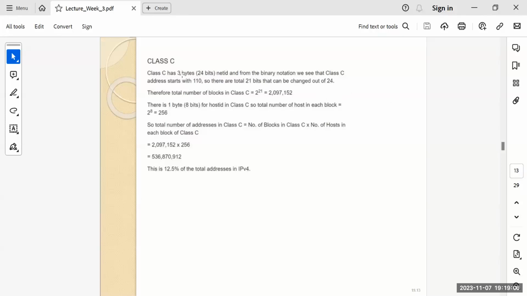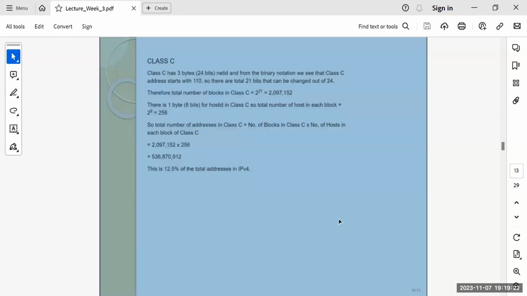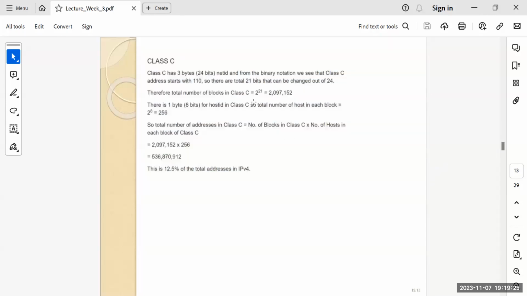In case of class C, there are 3 bytes dedicated to the network ID. You have just seen that in class C, you have byte 1, byte 2, byte 3, that is 8 plus 8 plus 8 bits for the network ID, right?